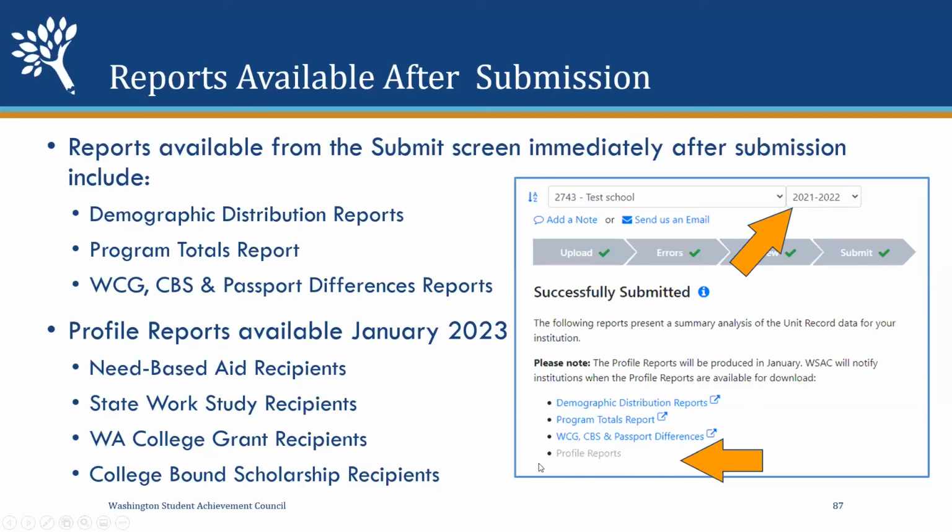As you see, the profile reports here are currently grayed out because they will not be available for 21-22 until January of 2023. And at that point, these 4 profile reports will be available to you. As I mentioned, you can select profile reports from a prior year by changing that drop-down box.